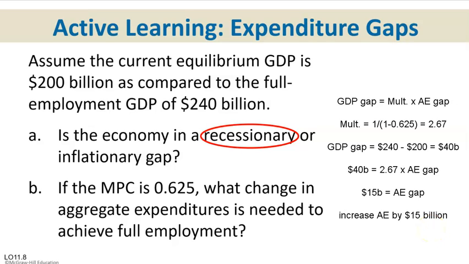This concludes chapter 11. In the next chapter, we're going to be building on this information, but we're going to use a new model that's called the aggregate demand to aggregate supply model, where we add in the price level, and we'll be able to see what happens with inflation or deflation in the economy.